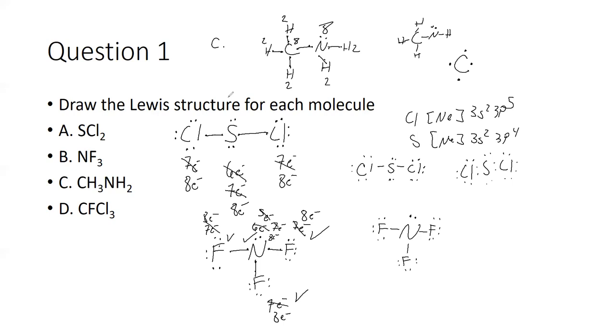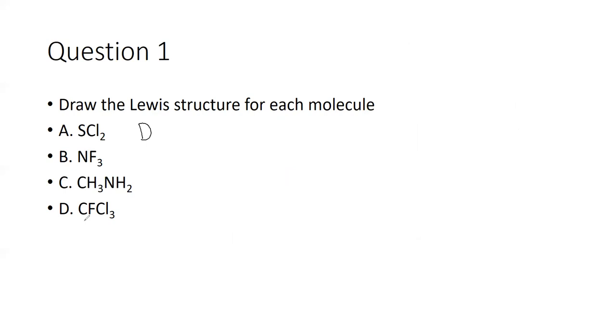Okay, I'm going to clear all this so we can do D now and have some space. So D, same idea, carbon is going to be in the center. Halogen, so this is another tip: any halogen is always going to be terminal. So F and then three Cl's. Carbon has four, halogens get seven. So I'm going to put seven around.